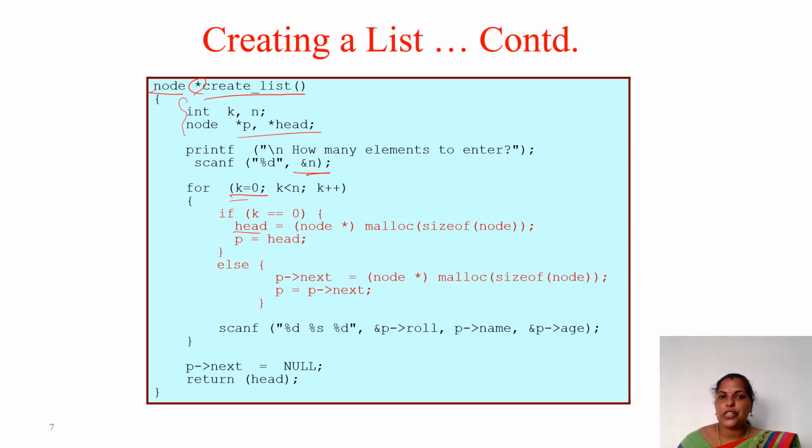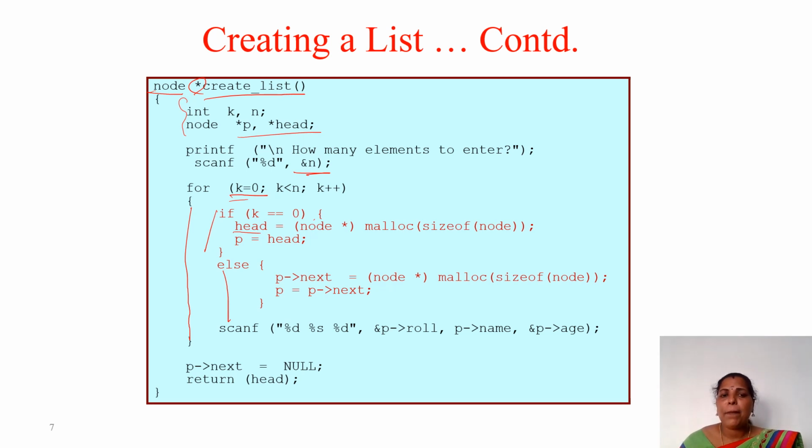Else if this condition is not true, then what we are doing is p points to next equal to node star malloc size of node and p equal to p points to next. Then we are scanning each and every value for all the nodes. So only here you see this if is ended here, else part is ended here, this for is ended here. So for the first node we are getting all the elements. For the second node we are getting all the elements. Third node we are getting all the elements. Suppose n equal to 3, means for 3 nodes we are getting all the elements.